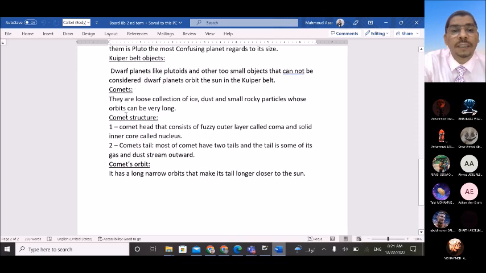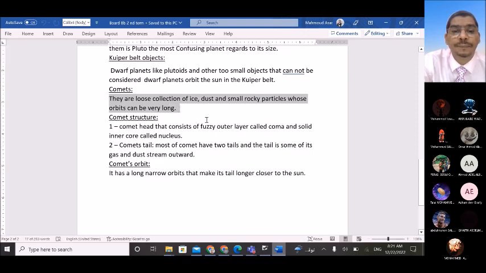Here we have their definition. I'd like you, please, Abdulaziz, to read them. Abdulaziz is here. Yes, mister. Would you please read this one? They are a loose collection of ice, dust, and small rocky particles whose orbits can be very long. Thank you. Loose means very small, ya shabab. Small particles that are collected together, but these particles are from ice.